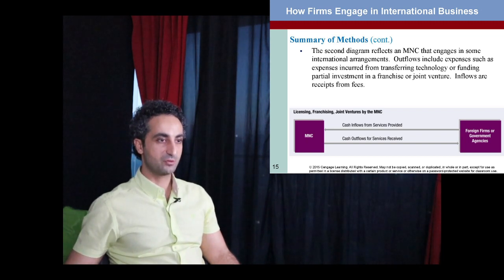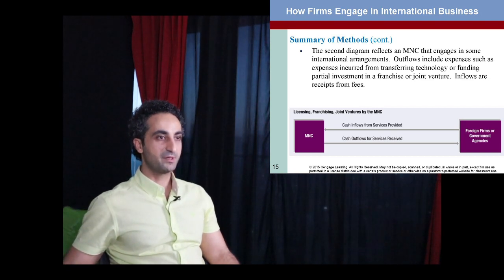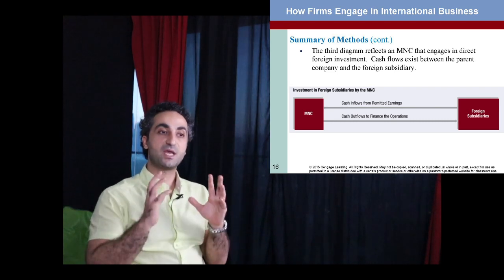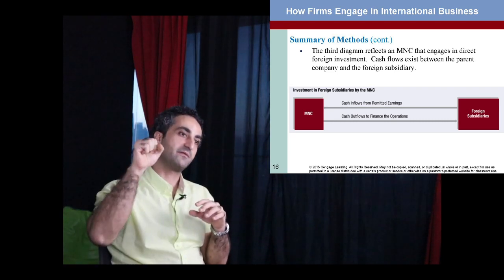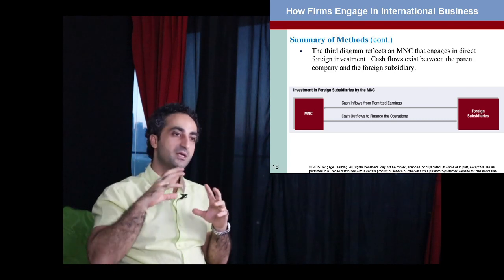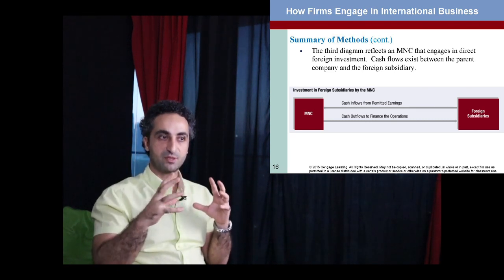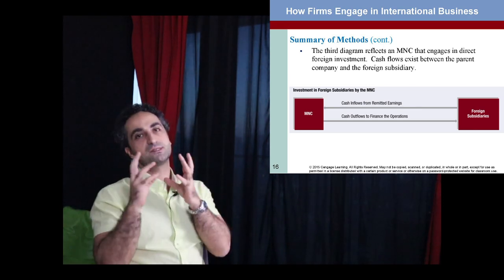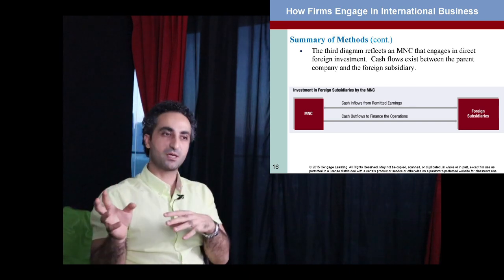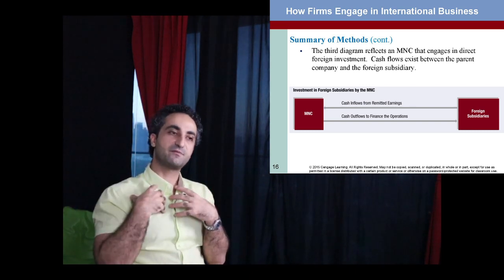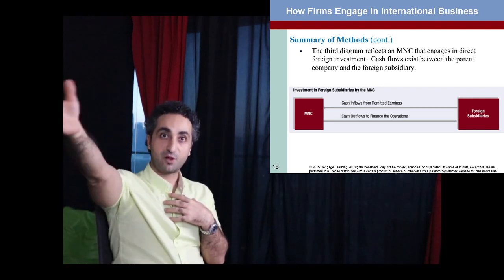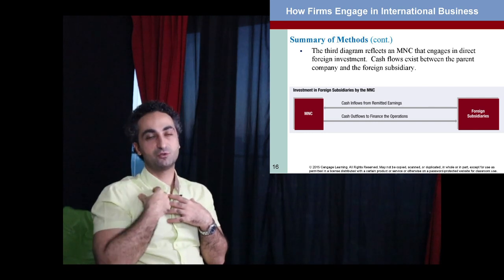So finally, let's take a look at the final diagram. So the third diagram reflects an MNC that engages in direct foreign investment. Okay, DFI. Cash flows exist between the parent company and the foreign subsidiary. So now I'm a Malaysian company. I started another subsidiary in Singapore. Okay, so how do I receive cash inflow? From earnings, remitted earnings. So the profits in Singapore will be transferred to me.